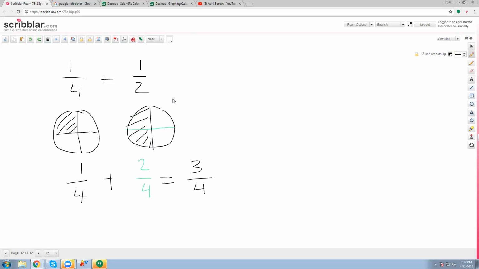The question is, how do we get from this 1/2 to this 2/4 if we don't have the picture? Or maybe it's not easy to cut it into the same number of pieces. So if we have 1/4 plus 1/2 again, but now we're going to do it without the pictures, the easiest way to think about it is we look at the smaller fraction. This 2 is smaller than a 4. Technically, I guess it's a bigger number overall. We're just looking at the denominators only though. The bottom 2 is smaller than the bottom 4.